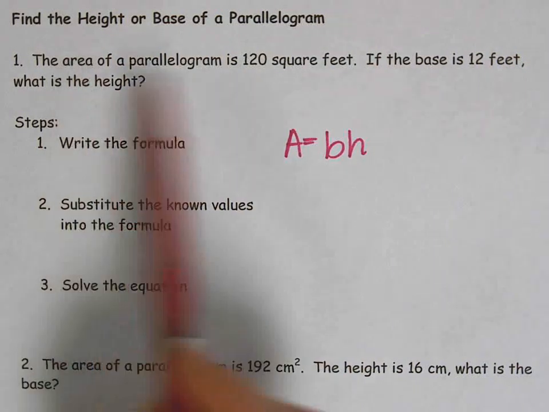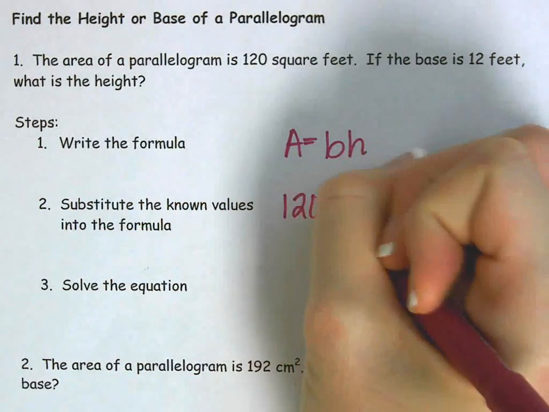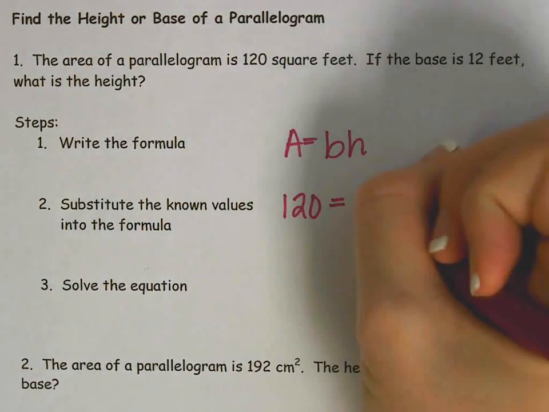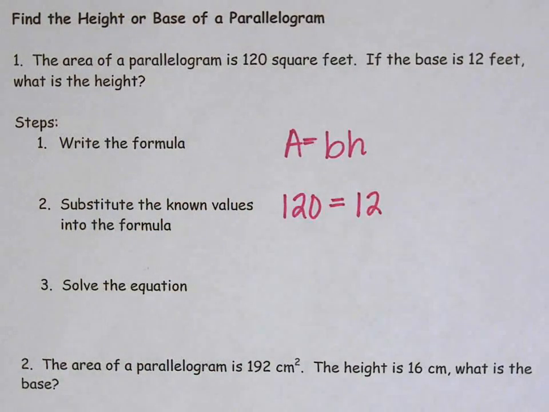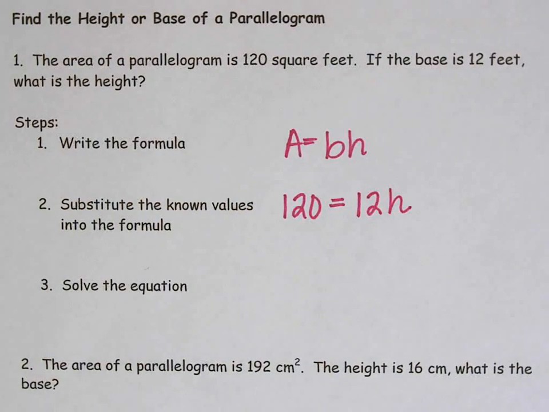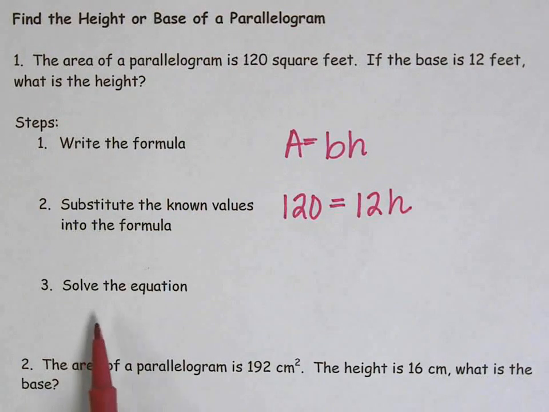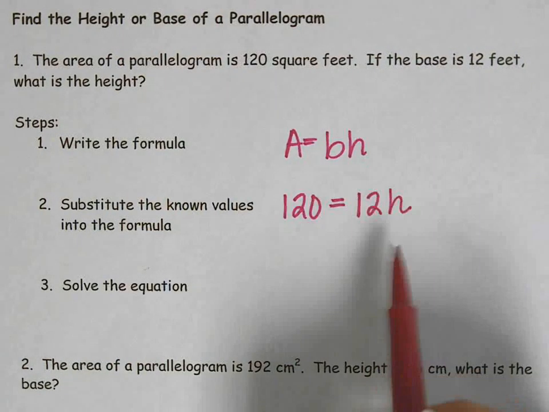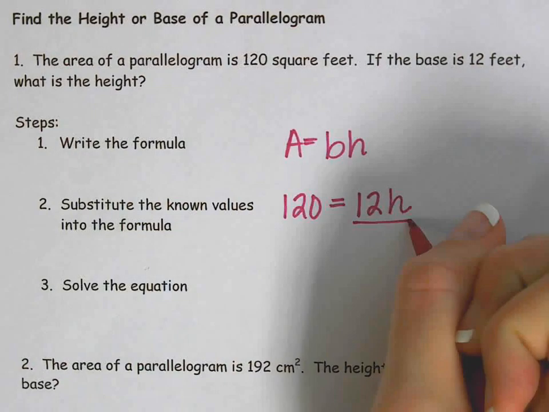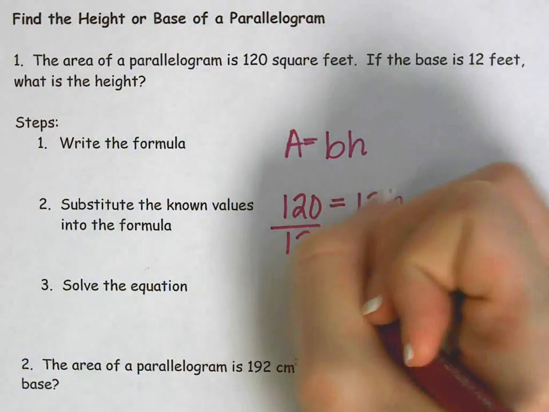Well, we know that the area of the parallelogram is 120, so I'm going to substitute in 120 for the area. We also know that the base is 12, so I'm going to substitute in 12 for the base. And we're trying to find the height, so I'm going to leave the height as h. This is our variable. So from here we have a one-step equation, and our third step is to solve the equation. Since we are multiplying by 12, in order to undo that, we have to divide by 12 to get h by itself. So I'm going to divide by 12 on both sides.